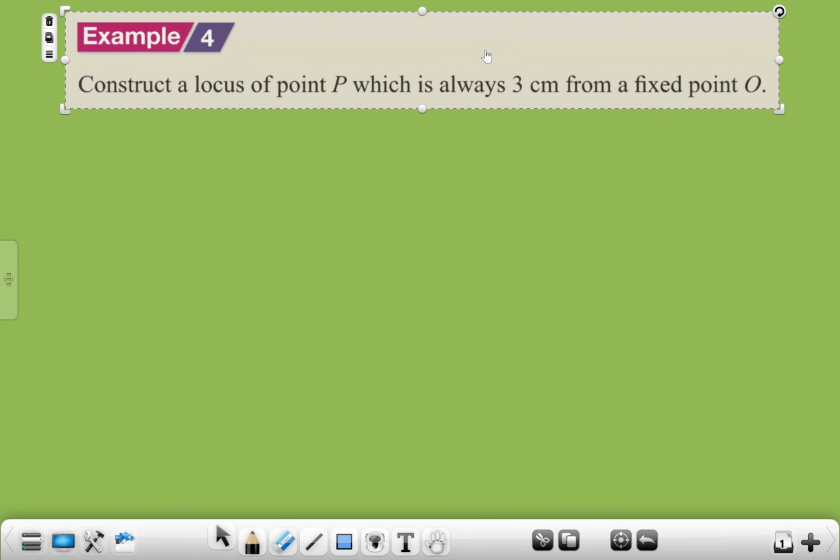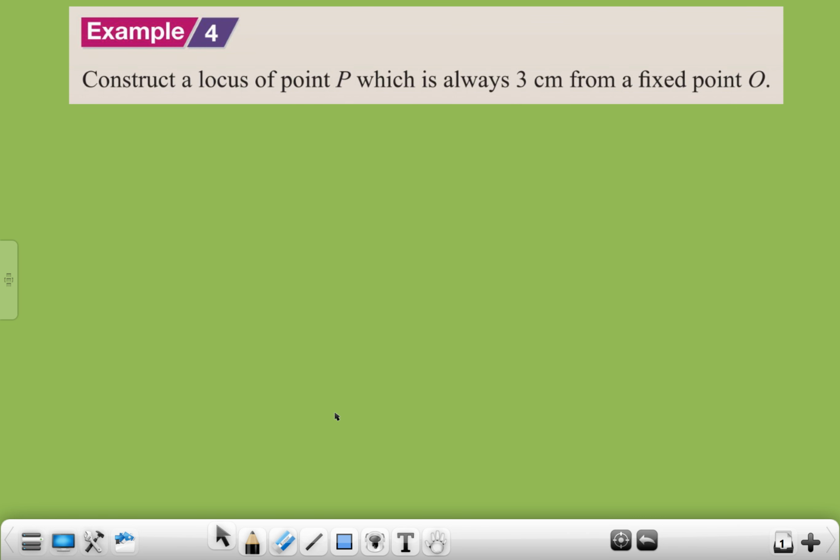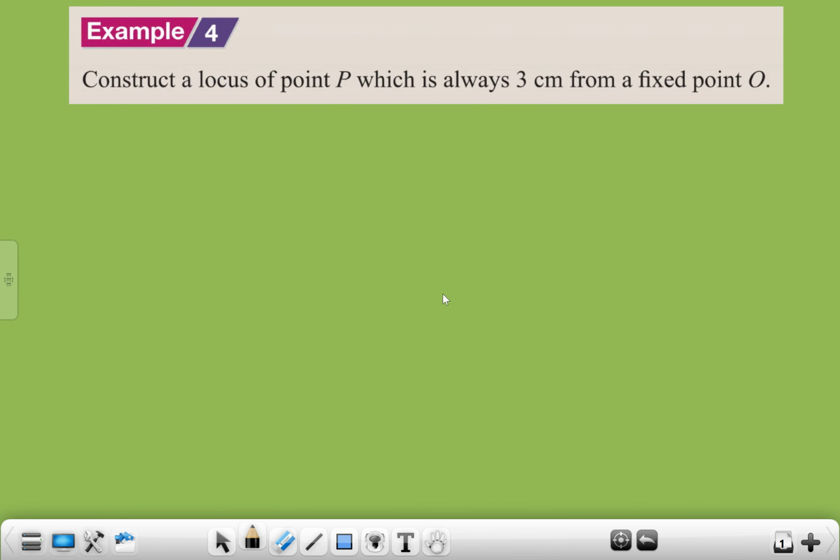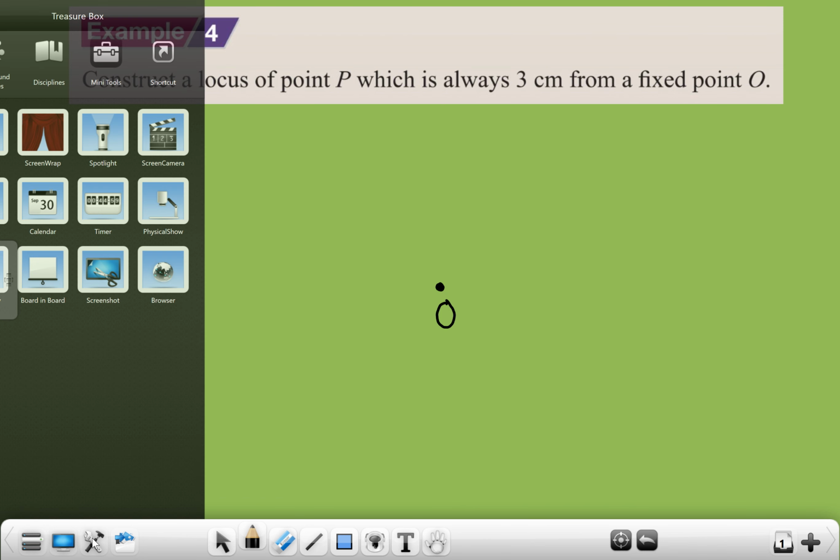Can you see my screen? Okay, so over here, how did we want to construct a locus, girls? Construct a locus of point P, which is 3 cm from a fixed point O. This one doesn't have O, so I will put the O here first. Point O. This is our point O. So how did we want to construct a locus?